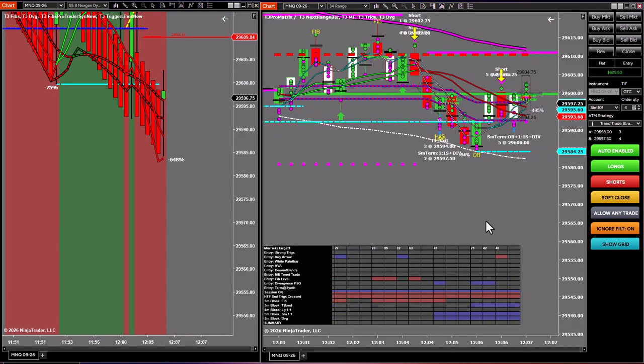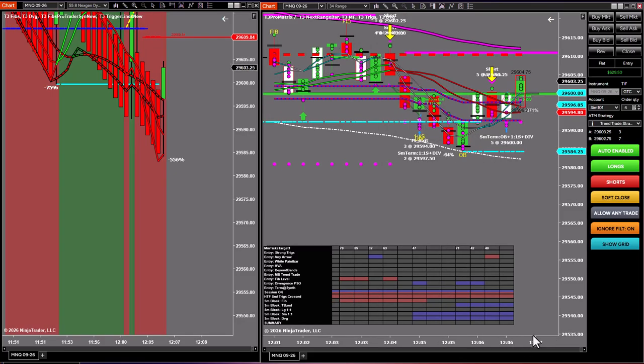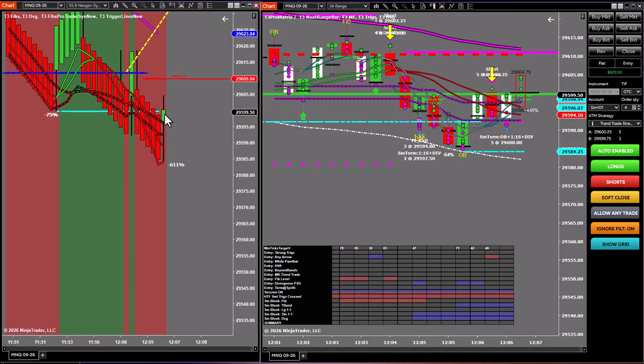So reversal from the 1-to-1 took us out. I really like the look, but system said no, go, get out, and that's that. So anyway, I'll let the filters. Do we want to just ignore the filter and take a second chance? Looking at this chart, it's not a bad idea.